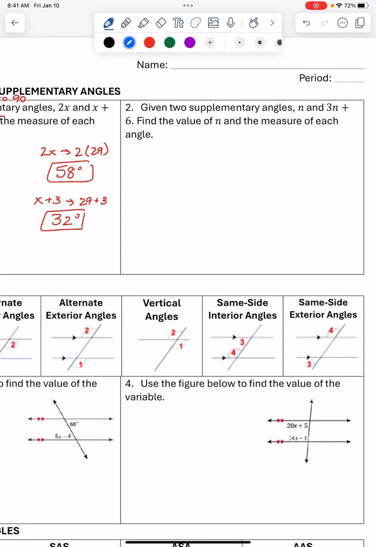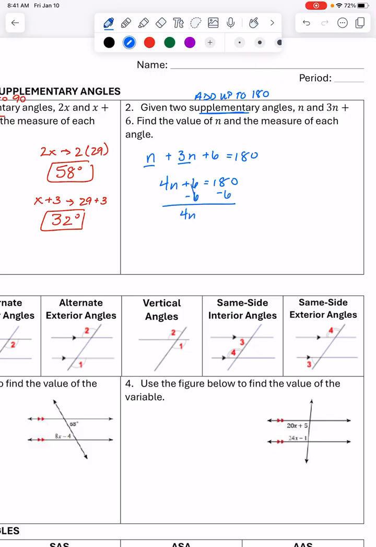Now for two supplementary angles, it's going to be very similar, but these add up to 180. Okay, so it's going to be the same steps. So this time our angles are n and 3n plus 6 equals 180. So like terms, that would give us 4n plus 6 equals 180. Subtract that 6 over. That's 174. Divide by 4. And what is that? 174 divided by 4.